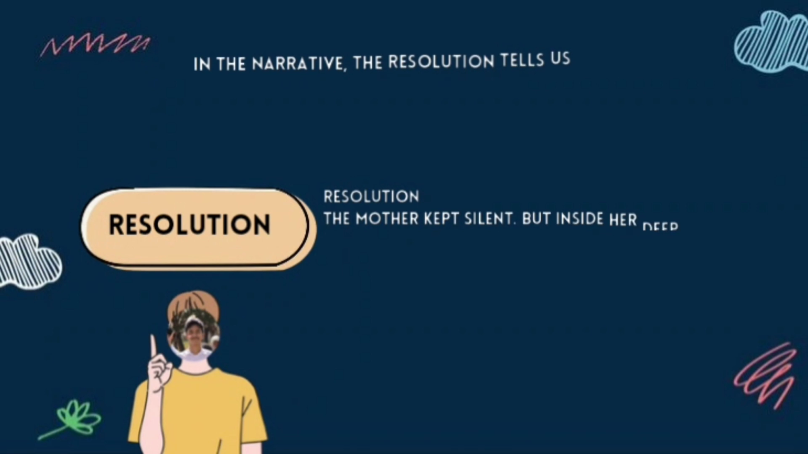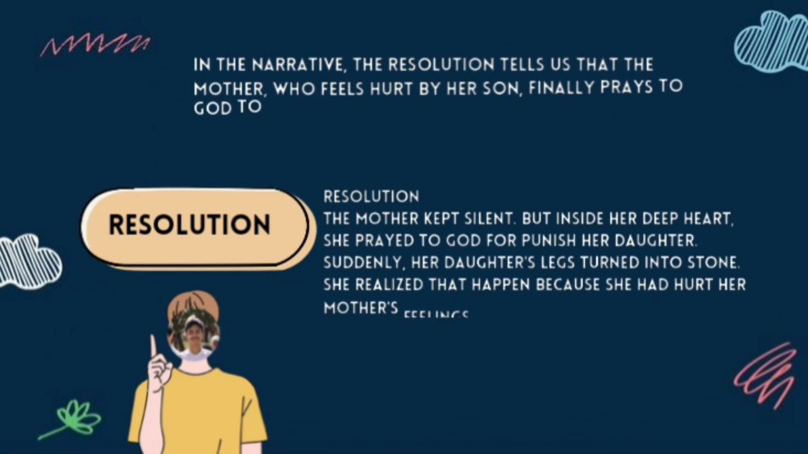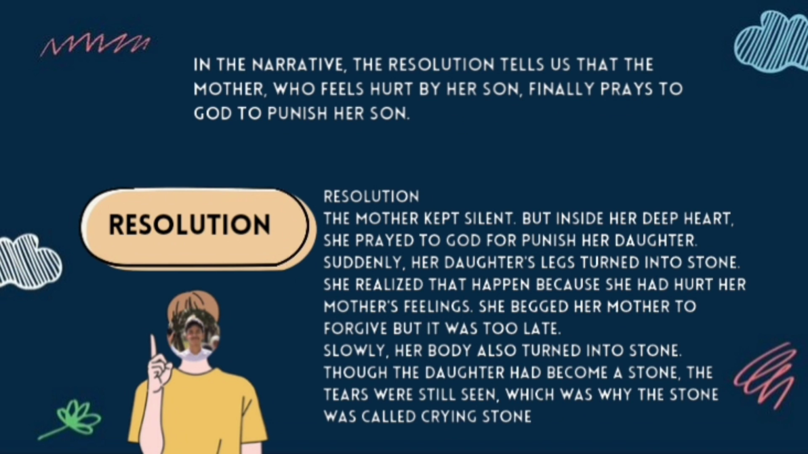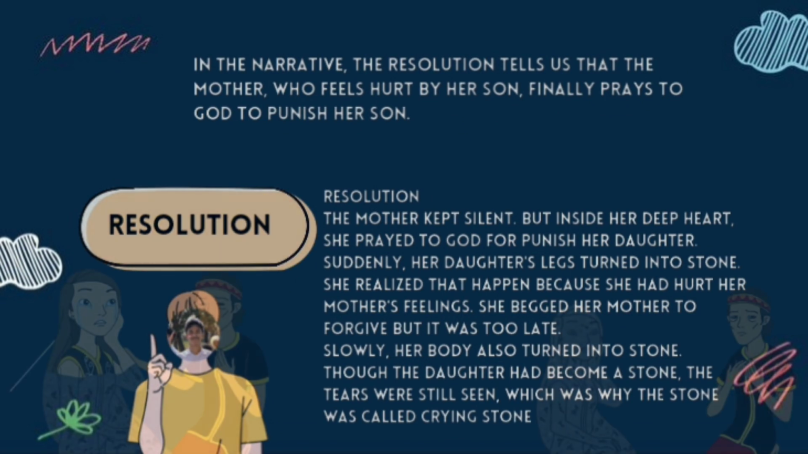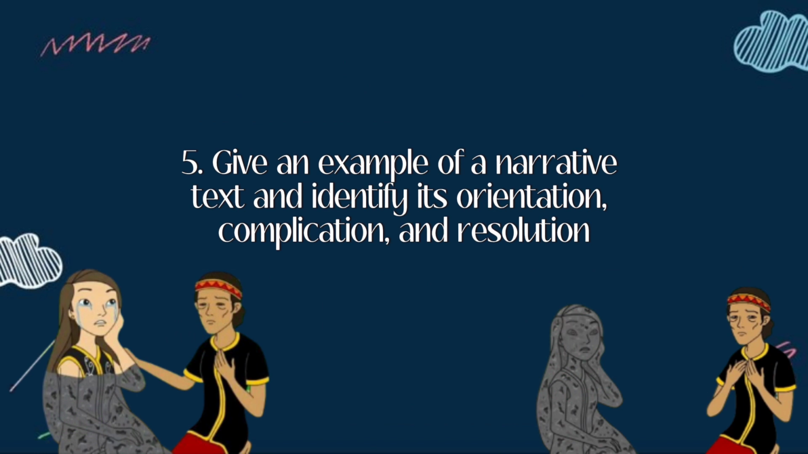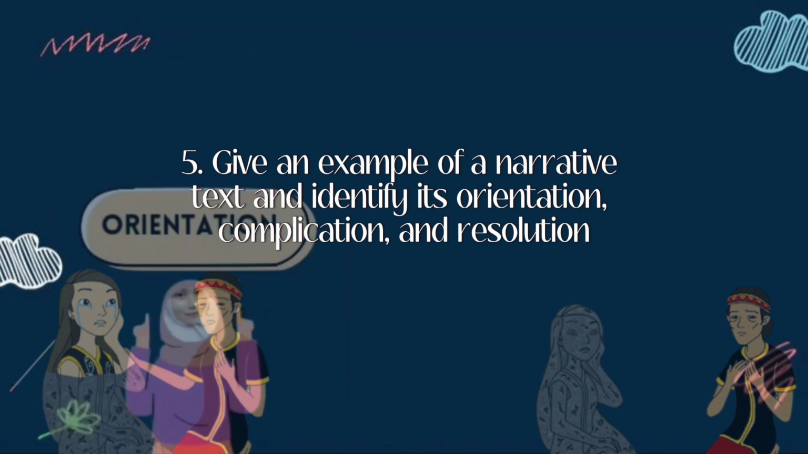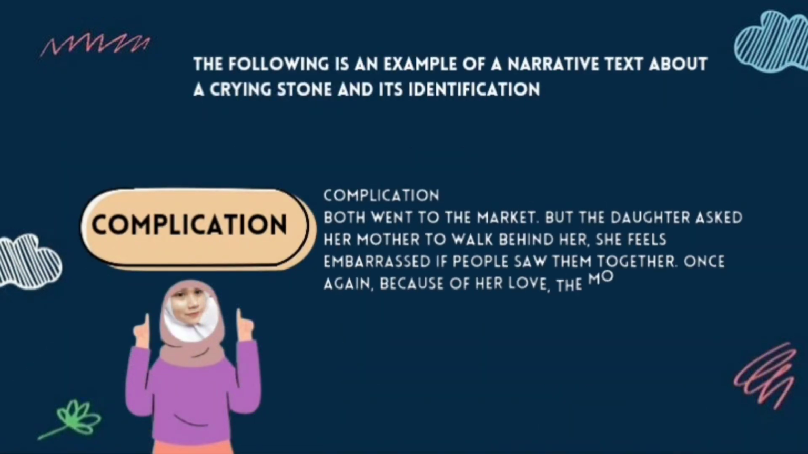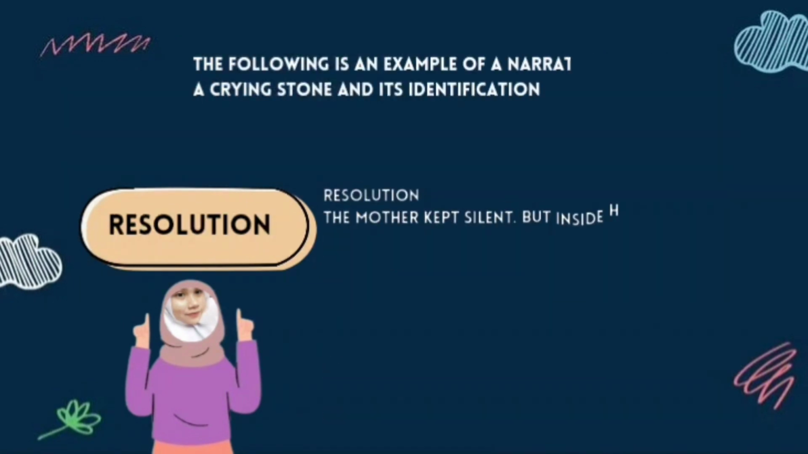In the narrative, the resolution tells us that the mother, who feels hurt by her daughter, finally prays to God to punish her daughter. Number 5. Give an example of narrative text and identify its orientation, complication, and resolution. The following is an example of a narrative text about the Crying Stone and its identification.